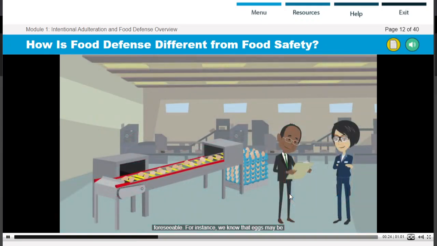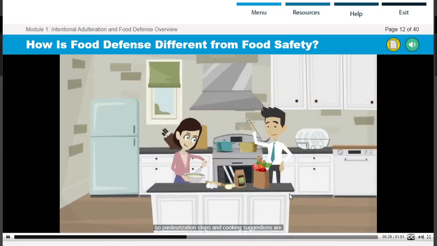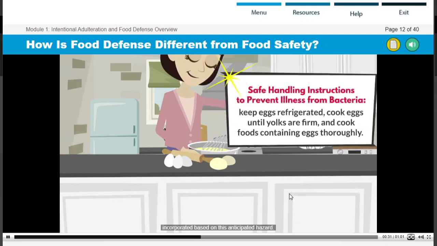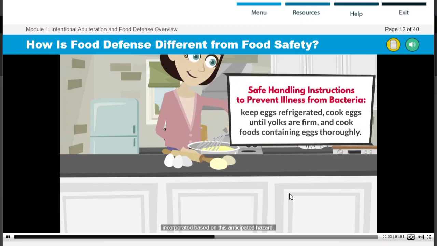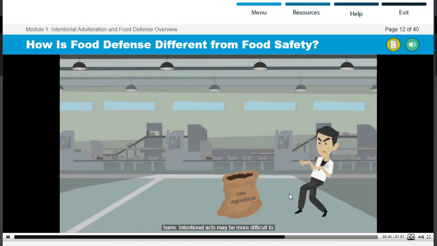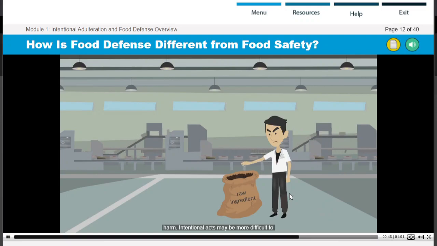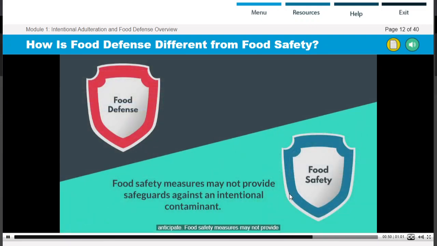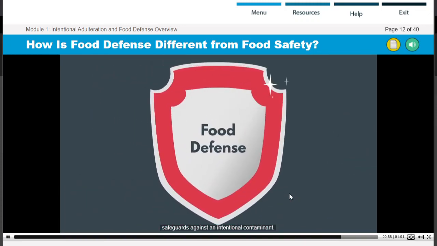For instance, we know that eggs may be susceptible to unintentional salmonella contamination. So pasteurization steps and cooking suggestions are incorporated based on this anticipated hazard. Food defense is a little different. Food defense, in contrast, protects against contaminants intentionally introduced into the food, with the intent to cause harm. Intentional acts may be more difficult to anticipate. Food safety measures may not provide safeguards against an intentional contaminant. That's why food defense measures to prevent intentional adulteration are critical.